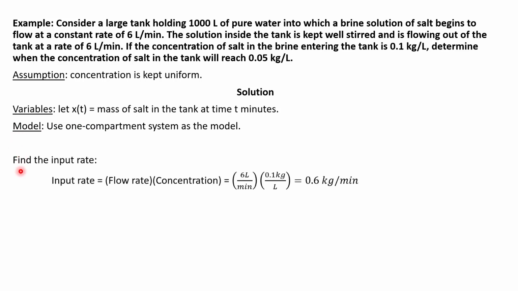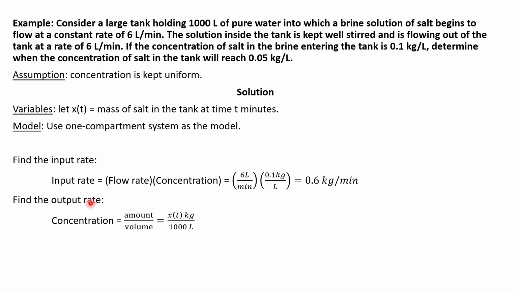First, let's find our input rate. Remember the calculation we talked about: it's flow rate times concentration. For input, the flow rate is 6 liters per minute, and the concentration of the salt entering is 0.1 kilograms per liter. So we get 0.6 kilograms per minute when we divide out our liters.